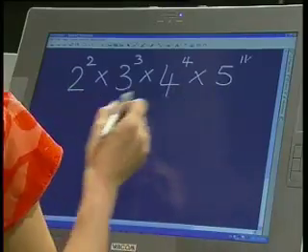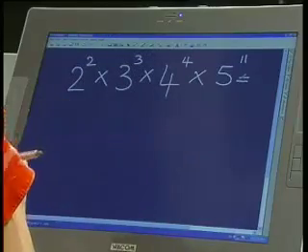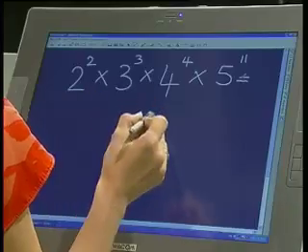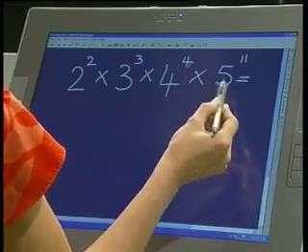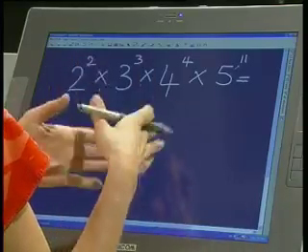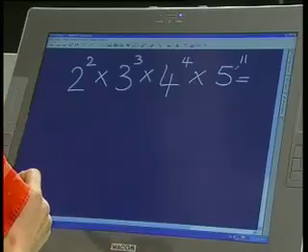We need the answer to that product, or we need the product to that question, and it's looking oddly very difficult because we've got this 4 to the 4 and we've got this 5 to the 11. So do we actually go in and multiply 3 times 3 times 4 times 4 times 4 times 5 times 5? That will take us forever, so there must be a shortcut.